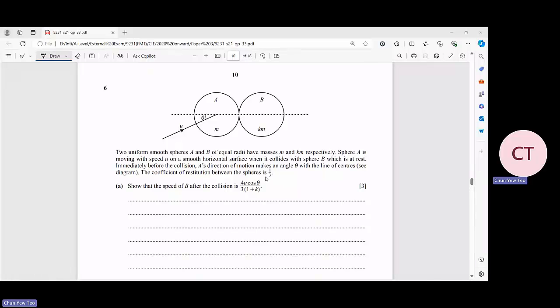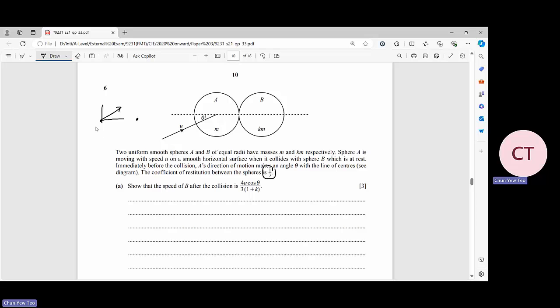Now we take a look at question number 6. Two uniform smooth spheres A and B of equal radii have masses m and km respectively. Sphere A is moving with speed u on a smooth horizontal surface when it collides with sphere B, which is at rest. Immediately before the collision, A's direction of motion makes an angle theta with the line of centres. The coefficient of restitution between the spheres is 1 over 3. Show that the speed of B after the collision is 4u cos theta divided by 3 multiplied by 1 plus k.